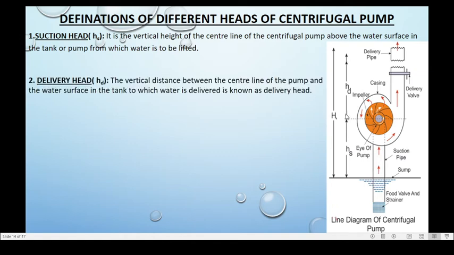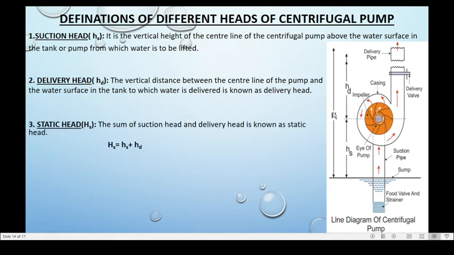Similarly, HD. What is HD? The vertical height from the center line of the pump to the height where the liquid is to be delivered is HD, the delivery head. So what is static head? Static head is nothing but the sum of suction head plus delivery head.